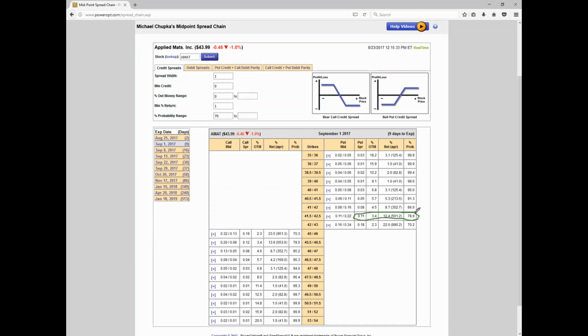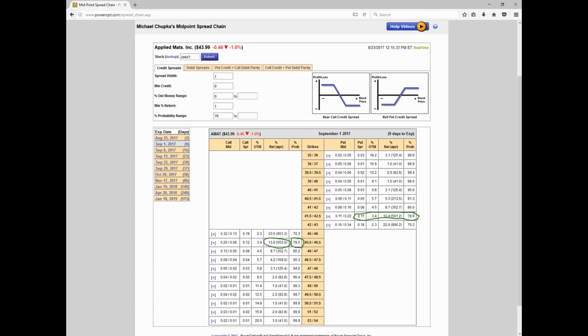cents of net credit. Much better than what we saw before, percentage-wise, 8 cents versus 11, and it's a 12.4% return. On the credit, the bear call side, it's about the same. We see a double-digit percent return for only 9 days out with a good probability above 75%, but we're only talking 12, 11 cents of net credit.